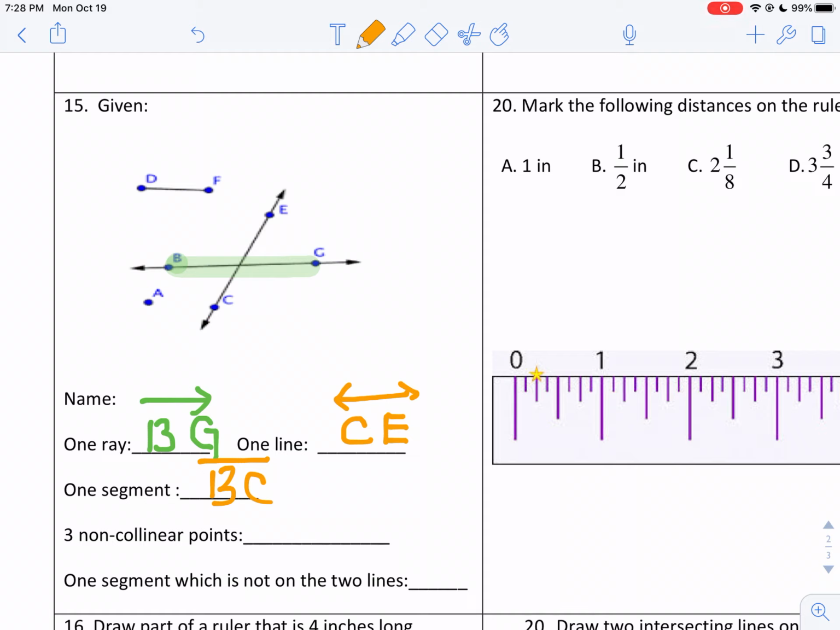3 non-collinear points. Non-collinear means they are not on the same line. So I'm going to use A, B, and C. So point A, point B, and point C are non-collinear. Notice they are separated by a comma. And the last one, a segment which is on the 2 lines. There's only one answer for this, and that is this segment DF. That's the only segment which is not on the lines that they drew for you. So the answer to this is DF, and again, don't forget that bar.